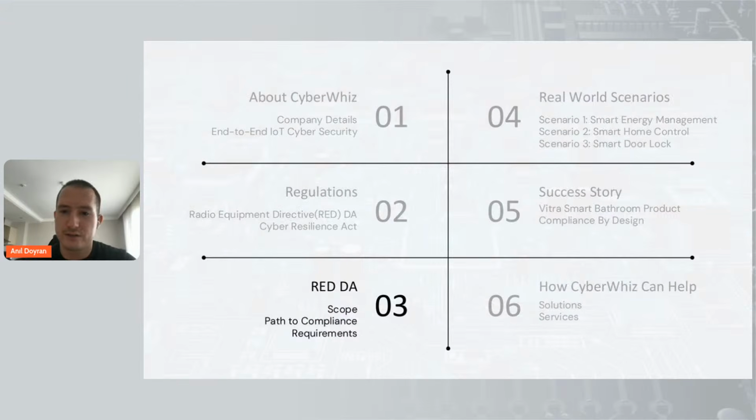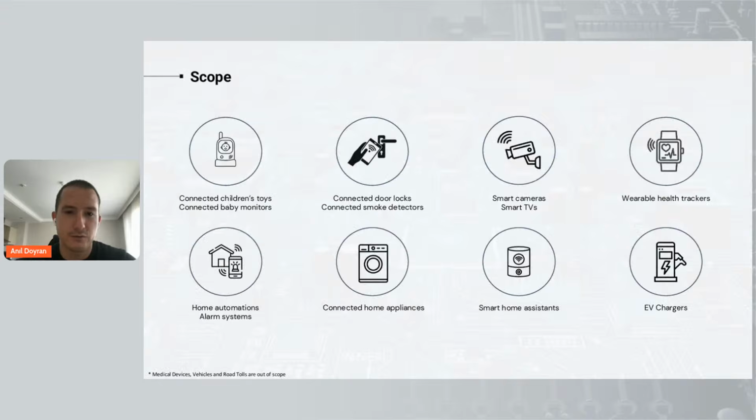So let's continue with RED DA, which is active right now. When we look at the scope of RED DA, it almost covers all IoT products, starting from connected children's toys, smart cameras, and home assistants, through to EV chargers. Only medical devices, vehicles, and road tolls are out of scope because they have their own standards.